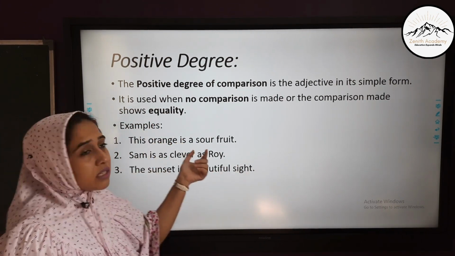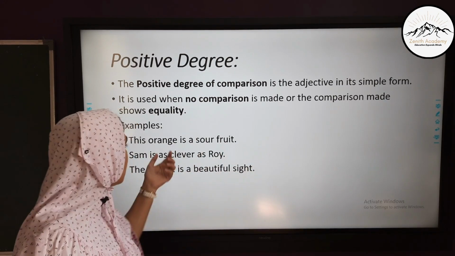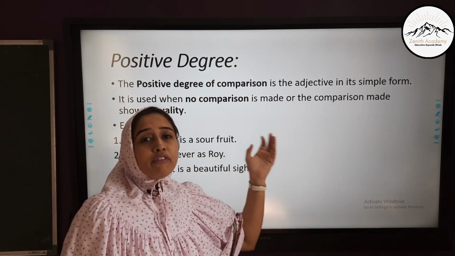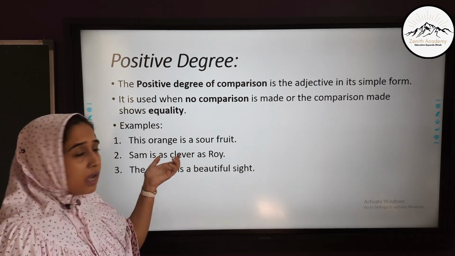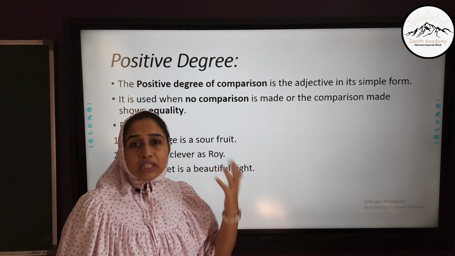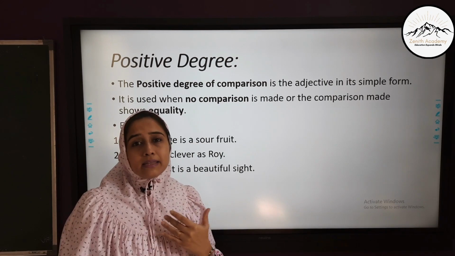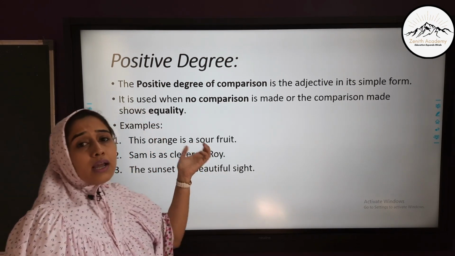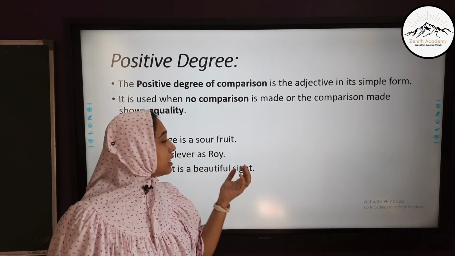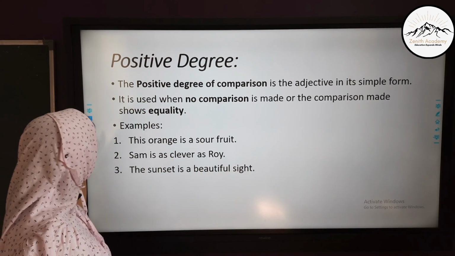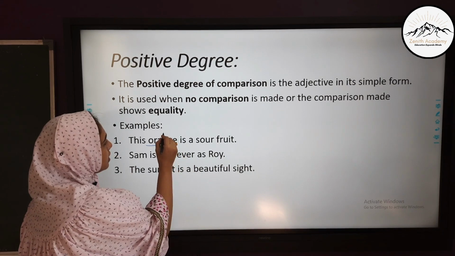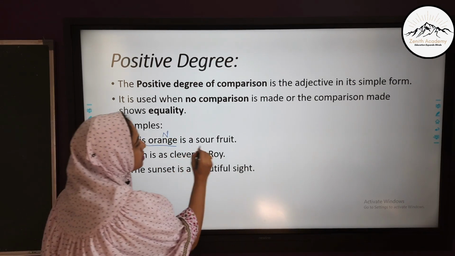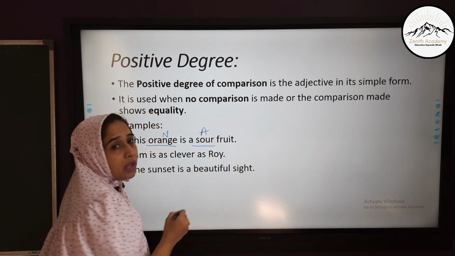This orange is a sour fruit. Now this is a simple sentence which is describing the quality of the orange. Orange is the noun and sour is the adjective. It is describing its taste. So the word sour is in the simplest form, and that is why it is called the positive degree.